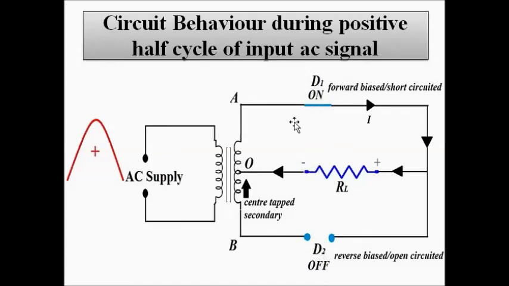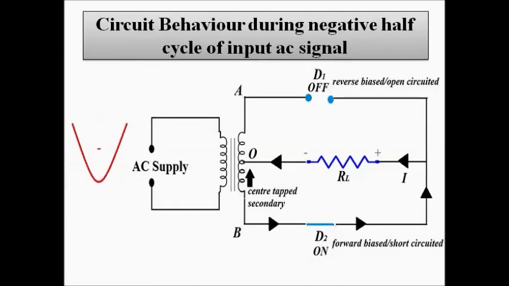So a current flows through the circuit in this loop, in this closed path. The current flows through the load resistance in this direction, which is represented by the arrowheads, the current I, and the output is taken across this load resistance.